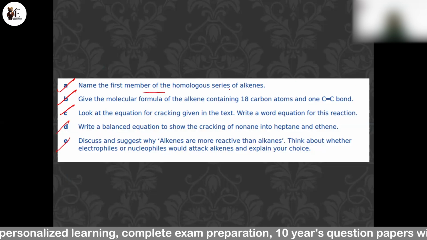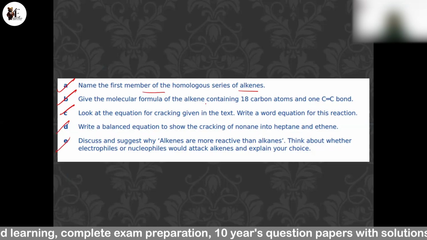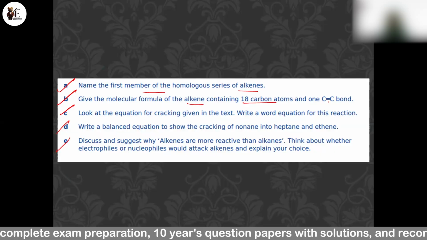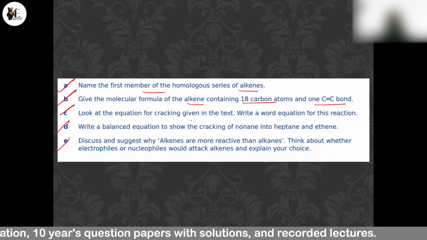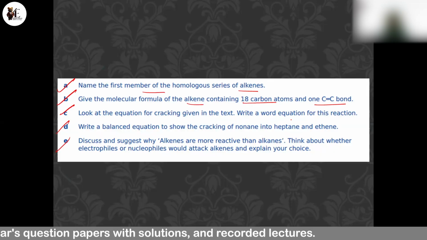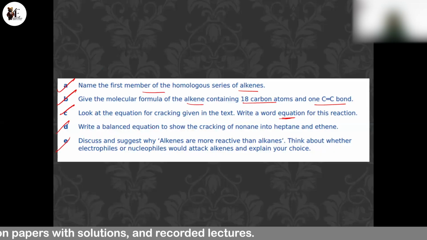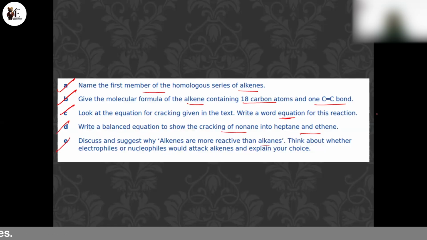Name the first member of the homologous series of alkenes. Give the molecular formula of the alkene containing 18 carbon atoms and 1 C=C bond. Look at the equation for cracking given in the text. Write a word equation for this reaction. Write a balanced equation to show cracking of nonane into heptane and ethene. Discuss and suggest why alkenes are more reactive than alkanes. This question you have to solve.